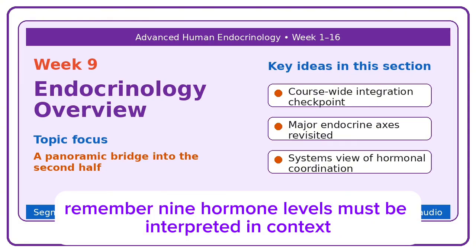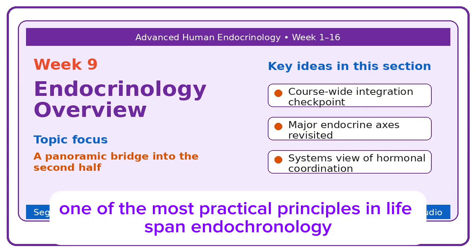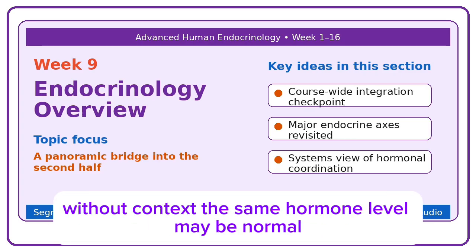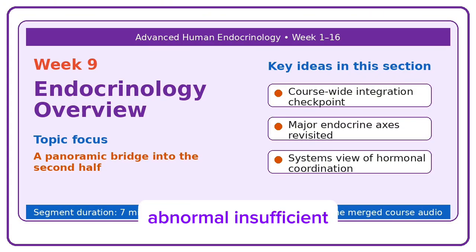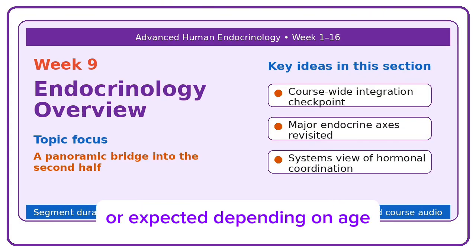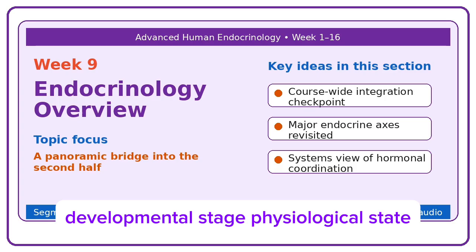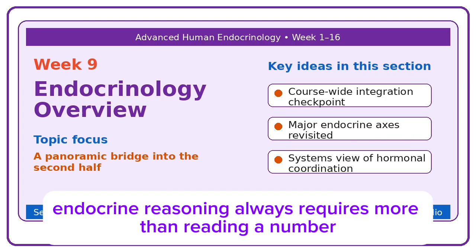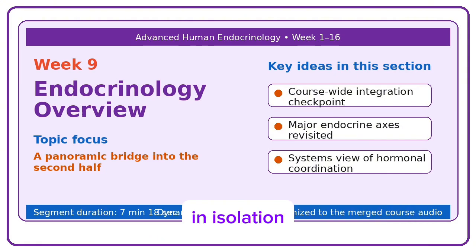Number 9. Hormone levels must be interpreted in context. One of the most practical principles in lifespan endocrinology is that a hormone value cannot be interpreted correctly without context. The same hormone level may be normal, abnormal, insufficient, or expected depending on age, developmental stage, physiological state, and timing. This is why endocrine reasoning always requires more than reading a number in isolation.